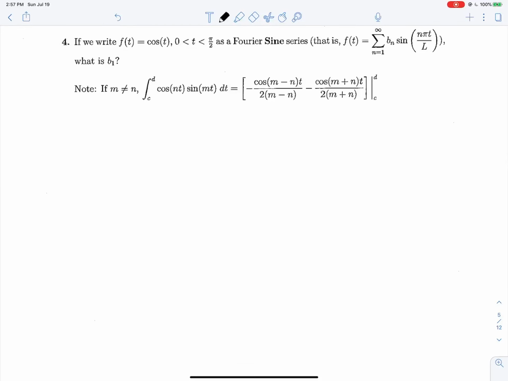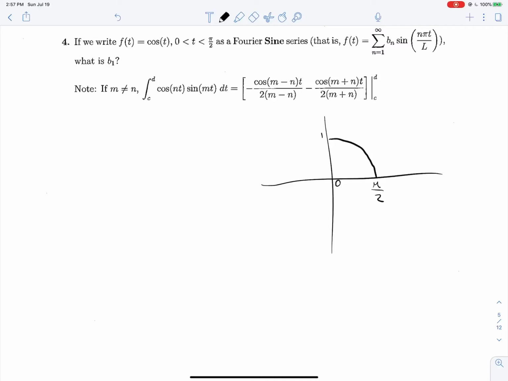Question 4, if we write f of t is equal to cosine of t from 0 to pi over 2 as a sine series, so a function represented like that, what is b1, the first coefficient on the sine series? So yet again, the first thing that comes to mind should always be to graph the thing. We have the cosine on 0 to pi over 2.